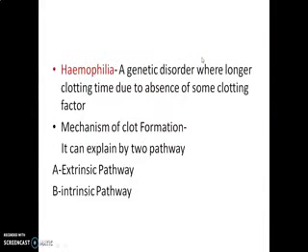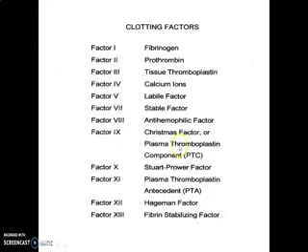Hemophilia is a genetic disorder with a longer clotting time due to the absence of some clotting factors. Mostly the clotting of blood is caused by these clotting factors. In our blood there are 12 clotting factors which are responsible for forming the clot. How the clot forms is the mechanism of clot formation, which can be explained by two pathways, the extrinsic pathway and the intrinsic pathway.